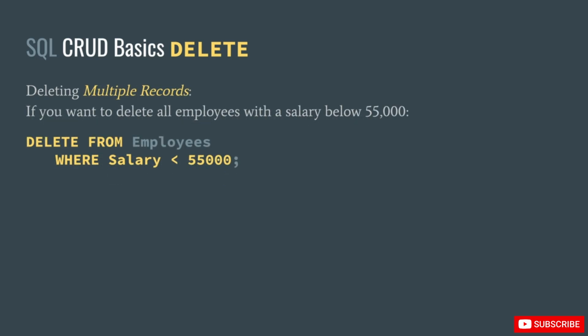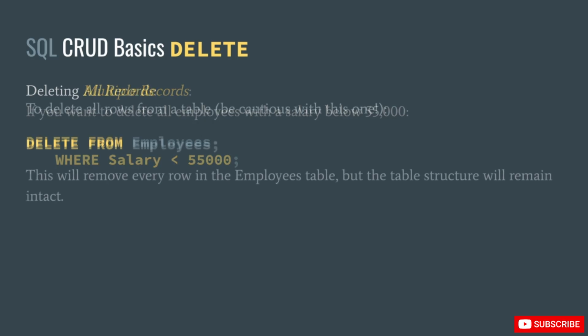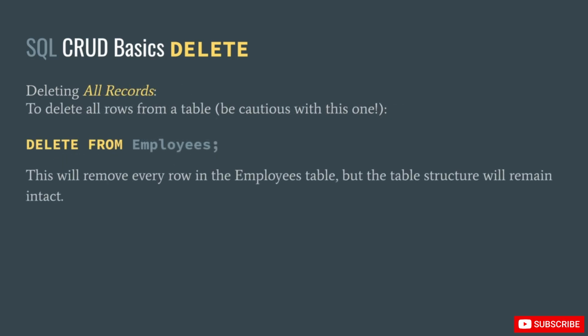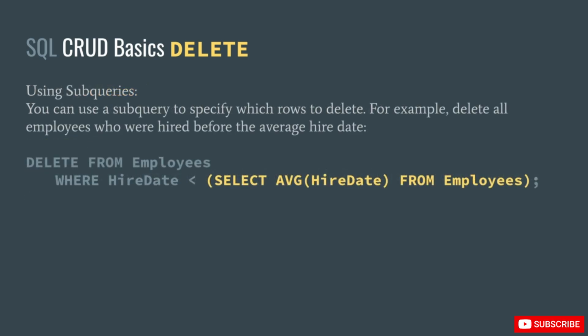The delete statement can also remove multiple records based on a condition. For instance, to delete all employees with a salary below 55,000, we can use a query like this one. To delete all records from a table, we can use the delete statement without a where clause. You can also use a subquery with the delete statement to specify which rows to delete.